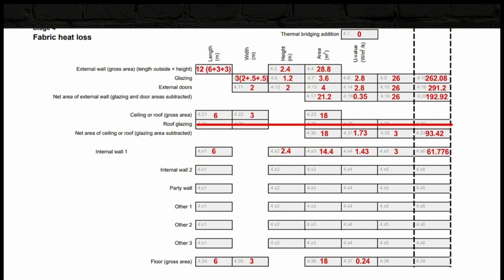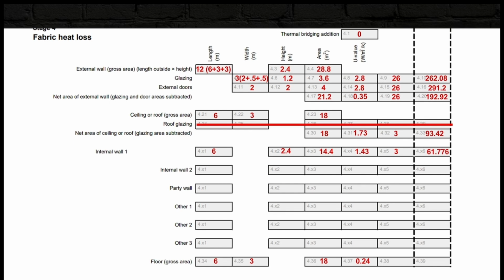Box 4.38 is the temperature differential. Now, this is one that a lot of my trainees get tripped up on as well, and it's quite an easy thing to become tripped up on. We are not going from indoors to outdoors. We are transferring from indoors to the ground. Remember, it's the ground floor.